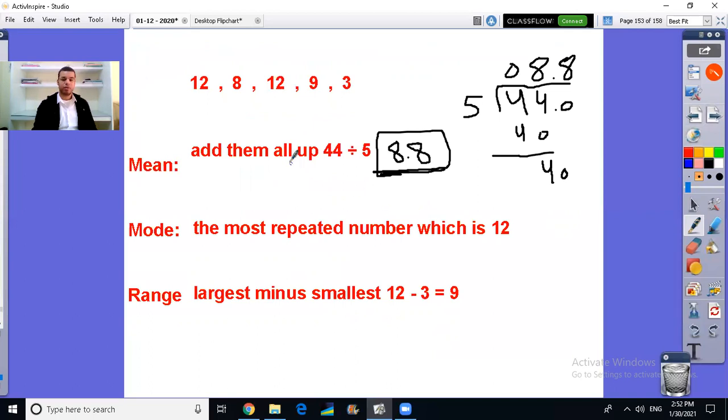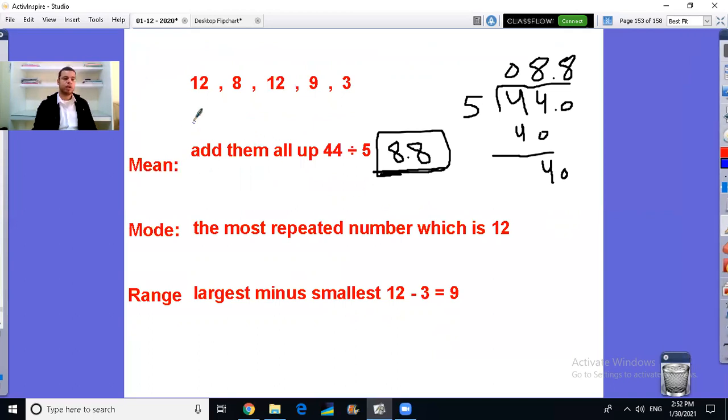The last part of this lesson is the median. Now here, this was a question that was given to you guys, and I asked you to find the mean, the mode, and the range. To find the mean, to remind you, we add all the numbers up. 44, we divided it by 5 using long division, gave us 8.8. And here the mode is the most repeated number, which is 12. And the range is the largest number minus the smallest number, which is 12 minus 3, and it gave us 9.